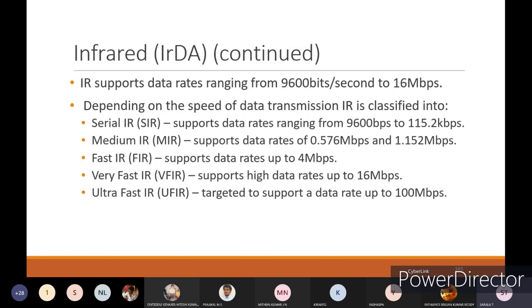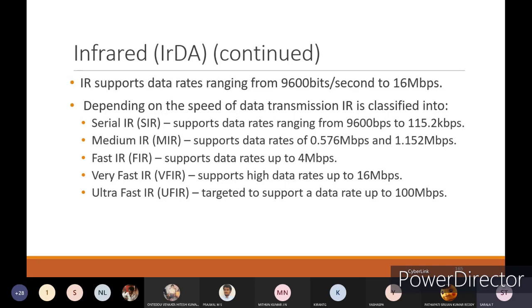IR supports data rates ranging between 9600 bits per second and 16 megabits per second. That will be the range. The lowest is 9600, the highest is 16 megabits per second. Depending on the speed of data transmission, IR is classified into serial IR, medium IR, fast IR, very fast IR, and ultra fast IR.